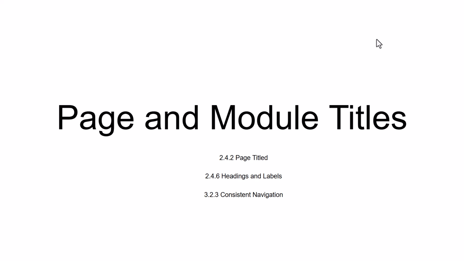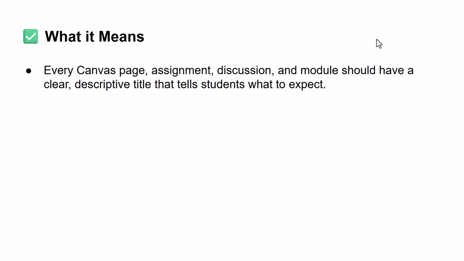But we can create consistent navigation in our naming conventions of all of the elements that we put into our courses. So what do we mean? We're just saying that any page, assignment, discussion, module should be clear and descriptive in its title so that students know what to expect. So what does that actually look like? We're saying our module should be clear. It shouldn't just be Unit 1, Unit 2, Unit 3. It should be Unit 1 and then the topic.